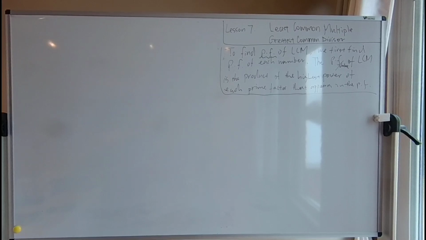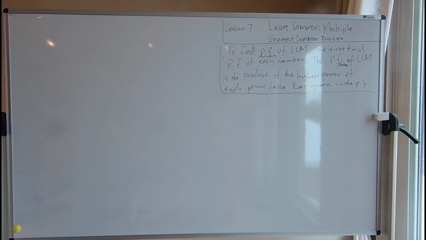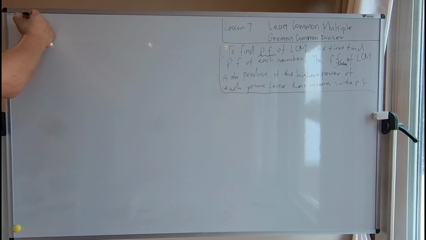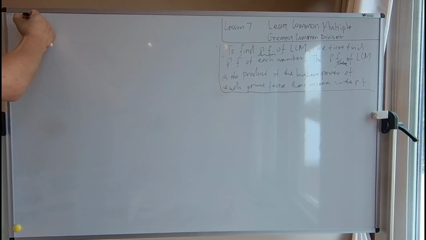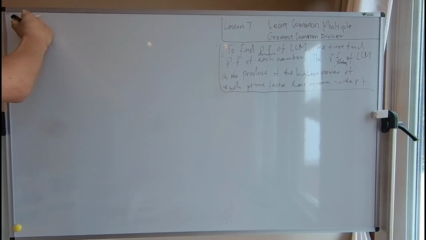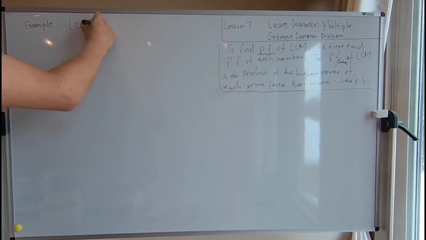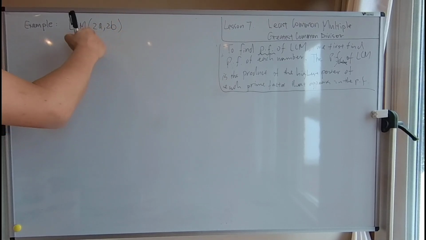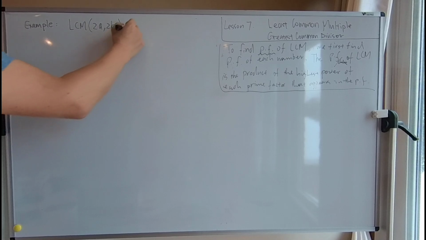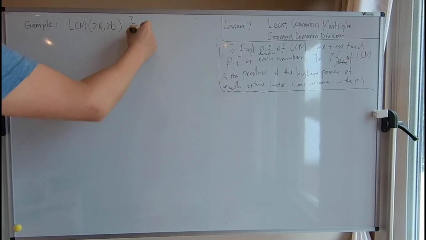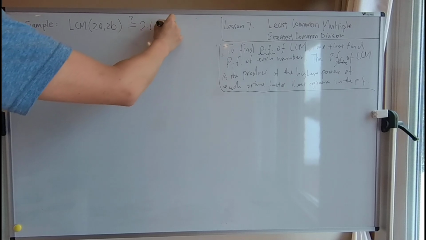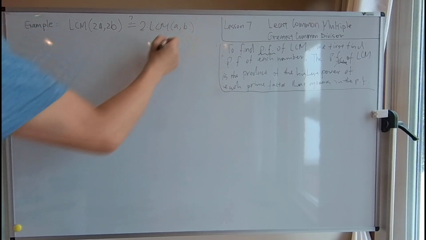Let's see two more examples. The next example is a bit generalized. To show or to prove that the least common multiple of 2a and 2b, where a and b can be any number, is equivalent to 2 times the LCM of a and b.